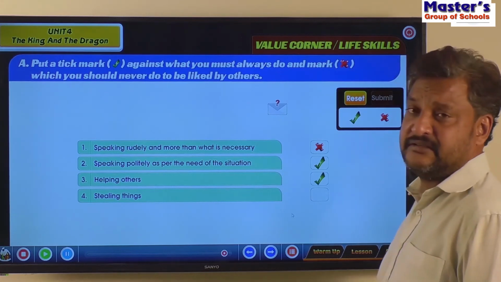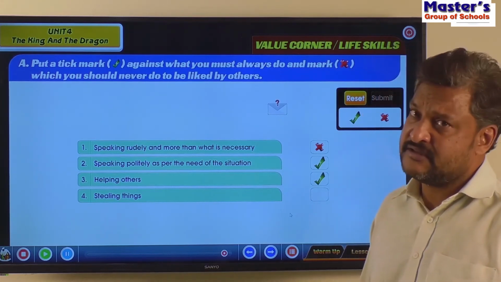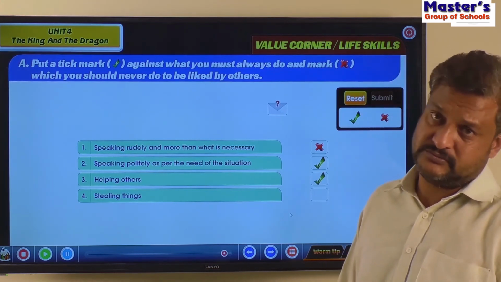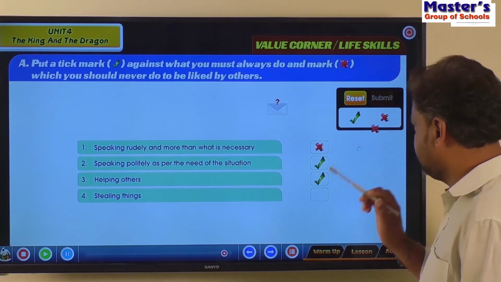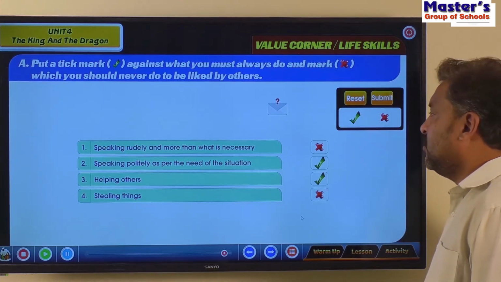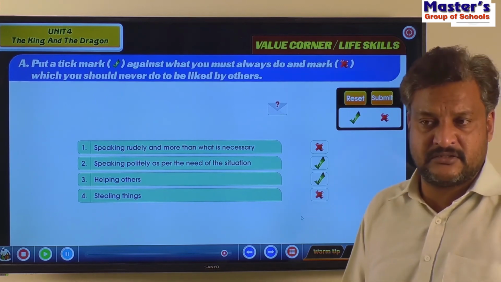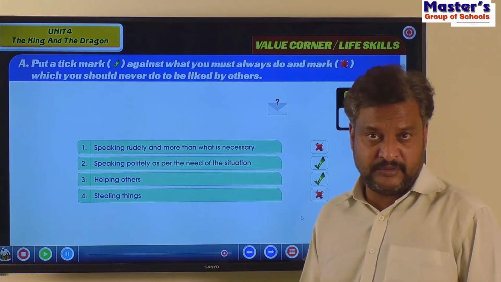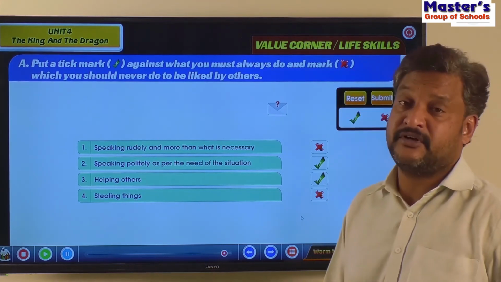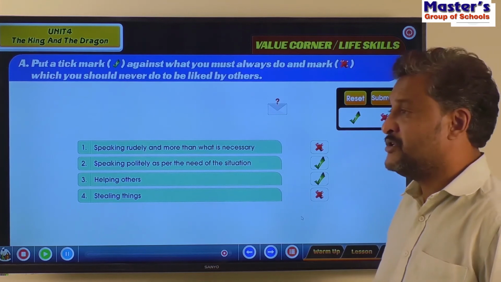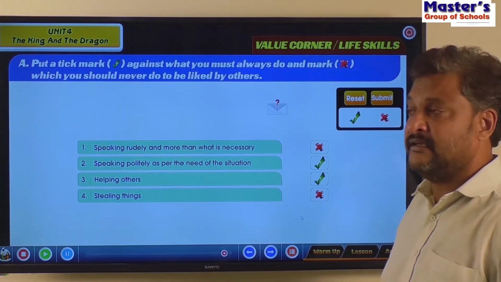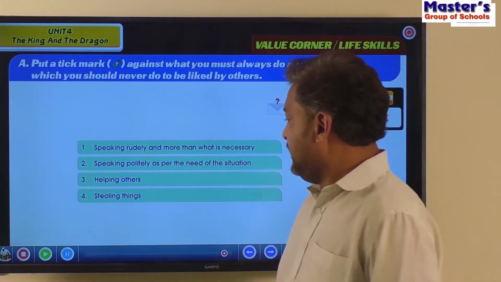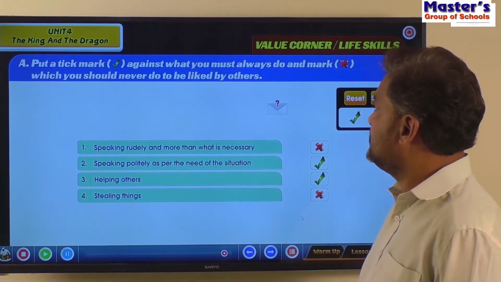Then, stealing things. If you try to do that, will others love you? Will others consider you as a good guy or a good girl? No. So we should not do that. So we should try to make others feel good. They should think that we are good people and should have some friendship with us. Okay? It should not be something like we hate others and they hate us. That is not good for us. Okay? So that is the value corner that we have learned from this lesson.